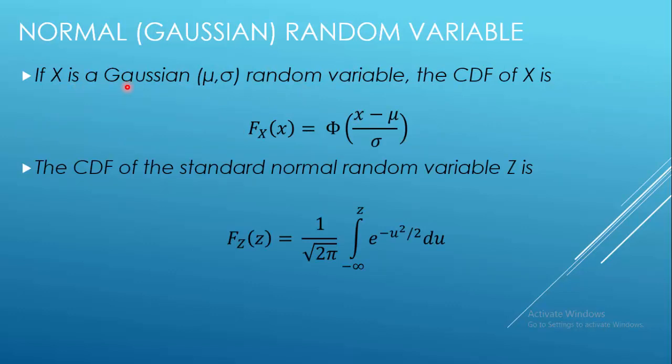So if X is a Gaussian random variable, then the CDF of X is phi multiplied by (x minus mu) divided by sigma, and the CDF of the standard normal variable z is equal to 1 over square root of 2 pi, integral from minus infinity to z of e raised to the power minus u square divided by 2, du.